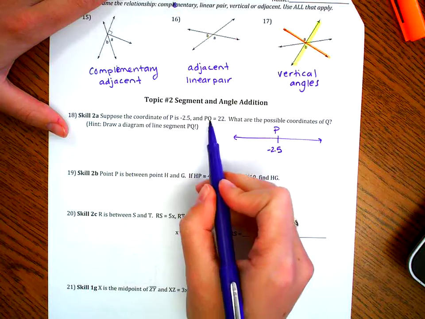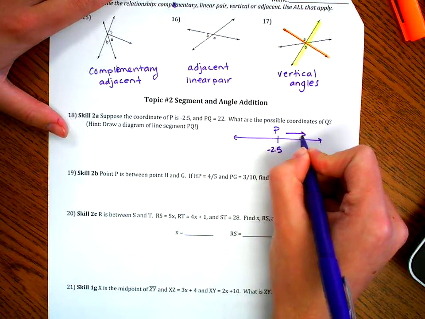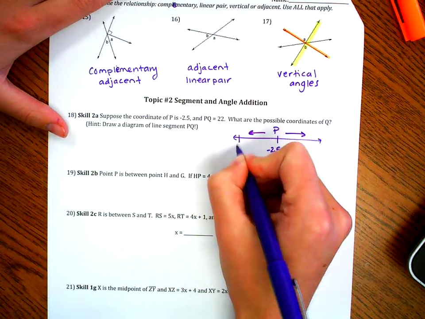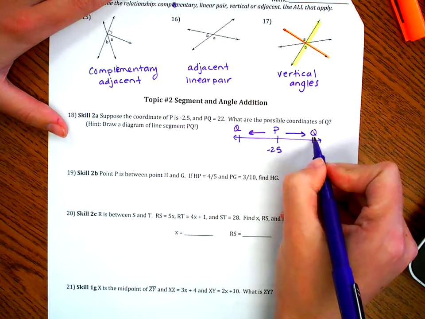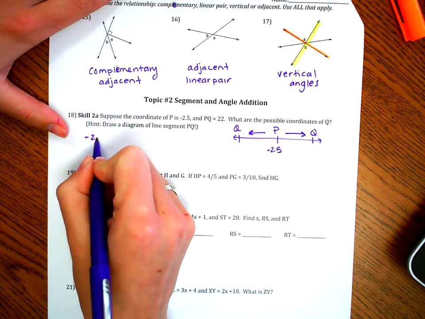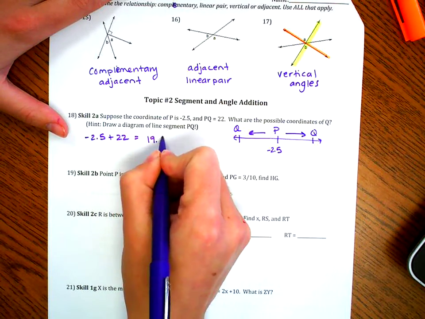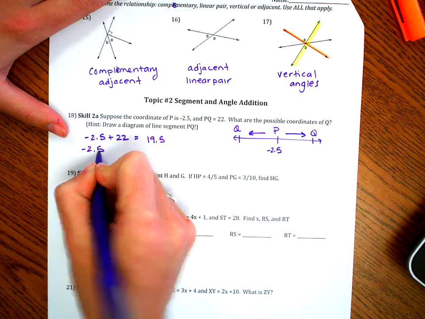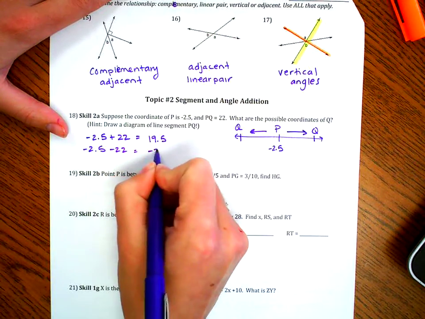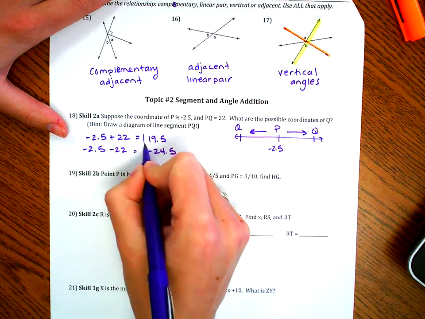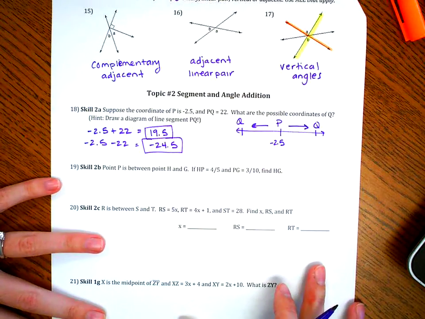Okay, I'm just going to keep going. So this means the length of PQ is 22, which means I can go this direction 22 or I can go this direction 22 in order to get to Q. If I want to go in the positive direction, I'm going to take negative 2.5 and add 22 to that amount. That's going to give me a value of 19.5. If I want to go backwards towards Q, I'm subtracting 22. And if I do that, I'm going to get negative 24.5. So the options for the coordinates of Q are 19.5 and negative 24.5.